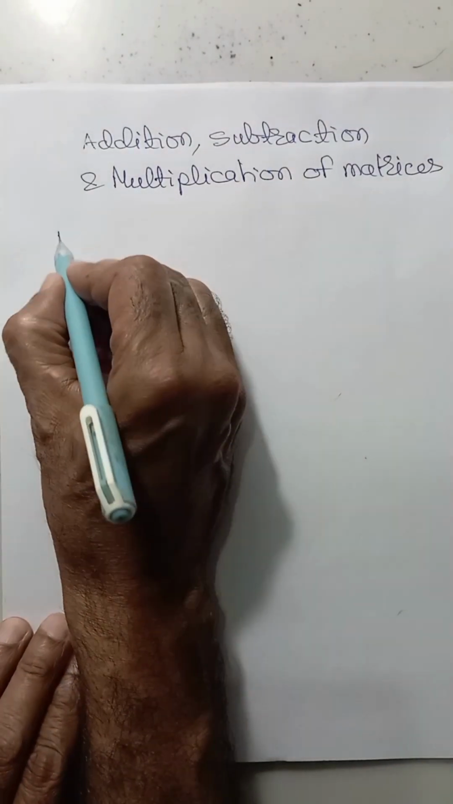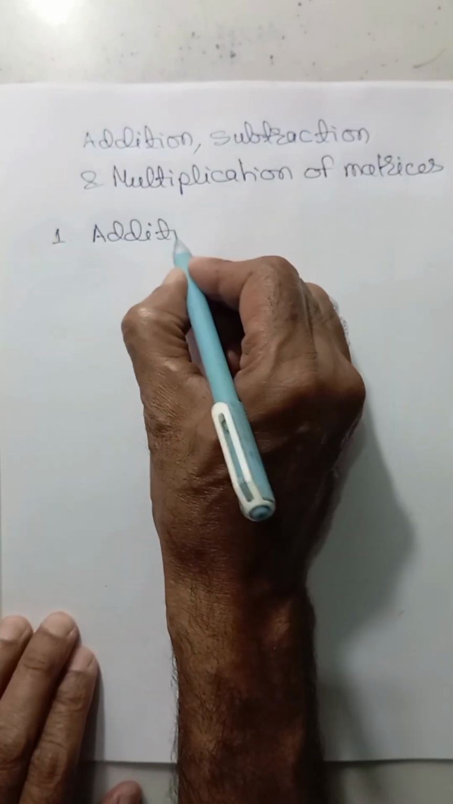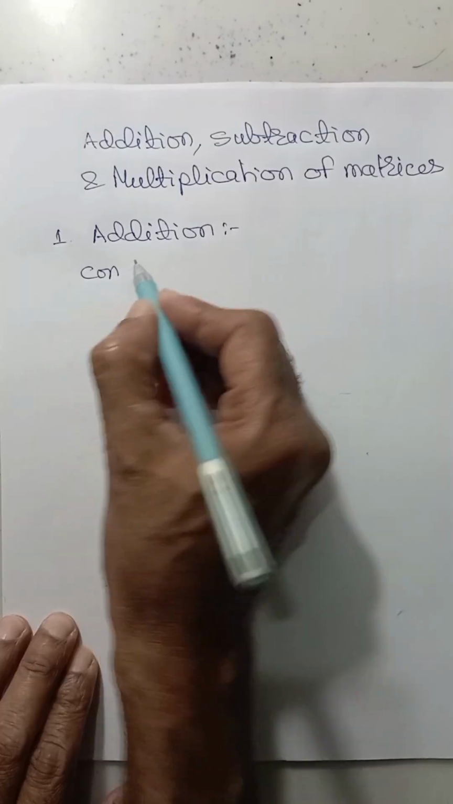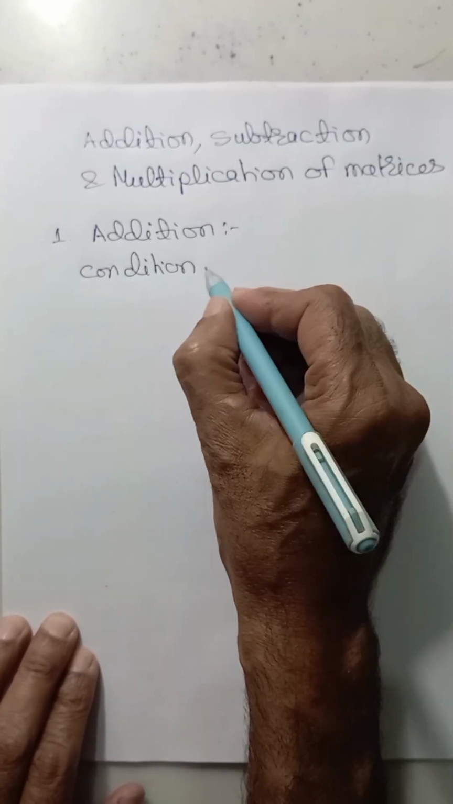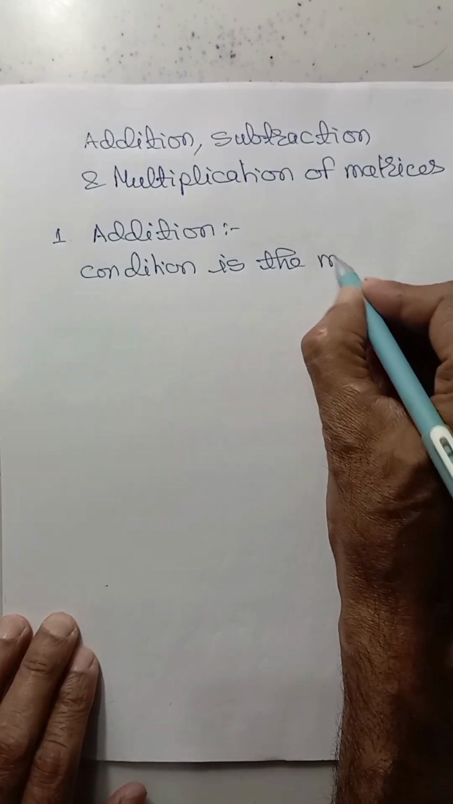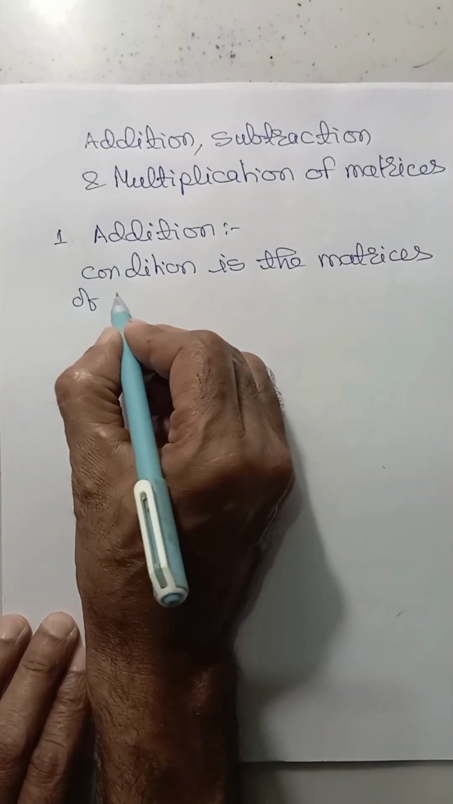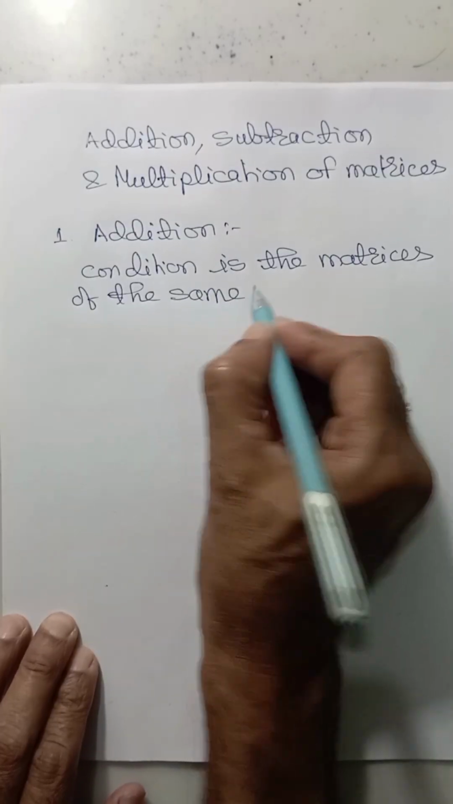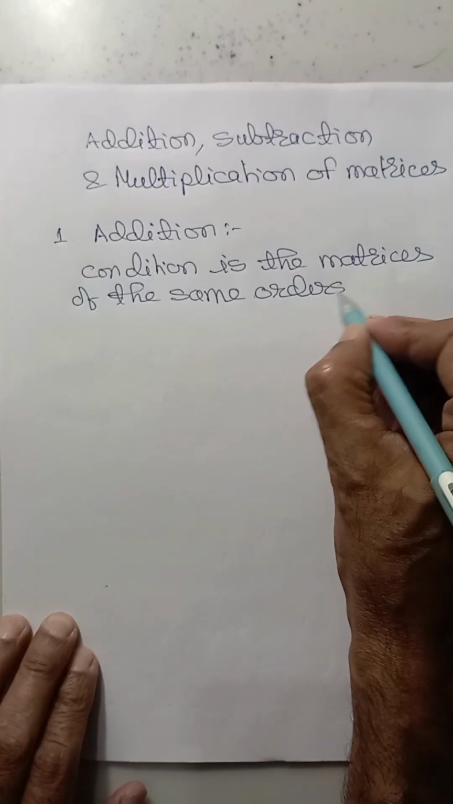So first we'll come to addition. So there is a condition for addition. The condition is the matrices of the same orders can be added.